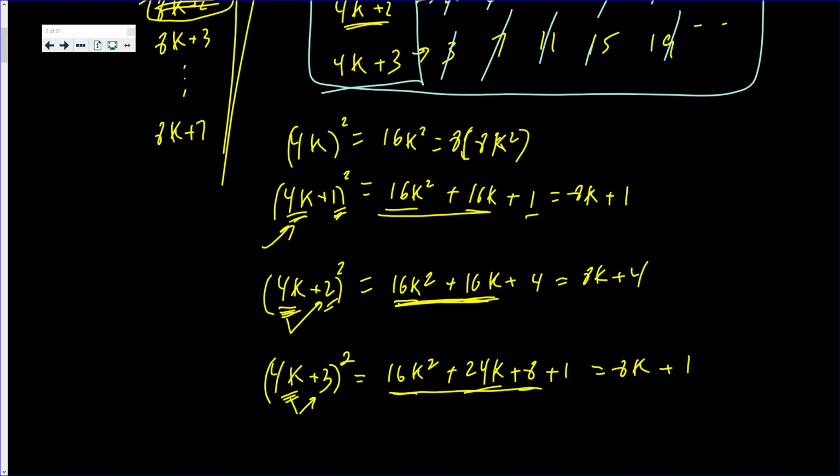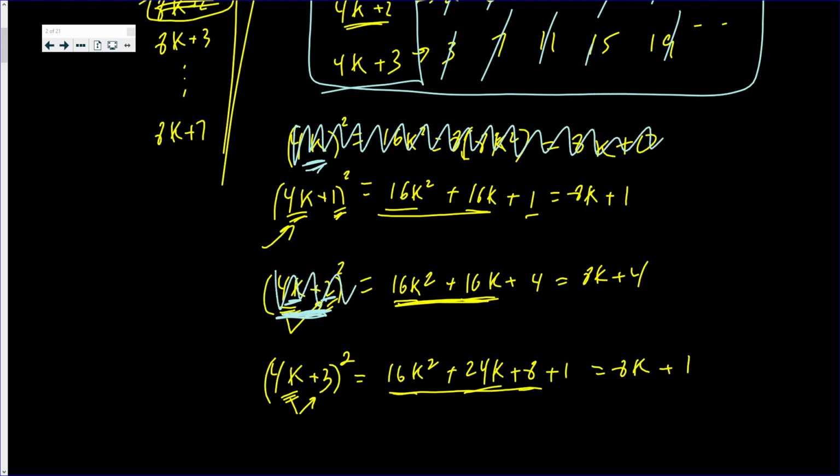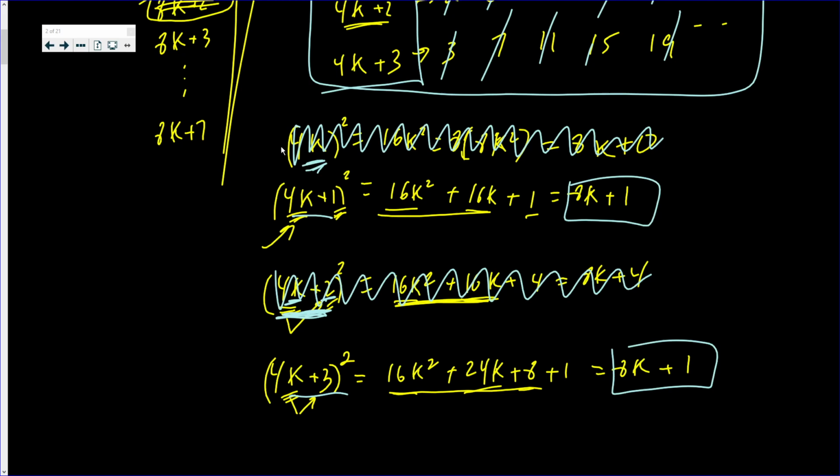So maybe we'll call this one 8 times k. It's a multiple of 8 with no remainder. The thing is, this is an even number. If you add 2 more and 4k is even, so 4k is even, you add 2 more, it's even. We don't want to know what happens when you square an even number. We want to know what happens when you square an odd number, like 4k plus 1 and 4k plus 3. You always get 8k plus 1.